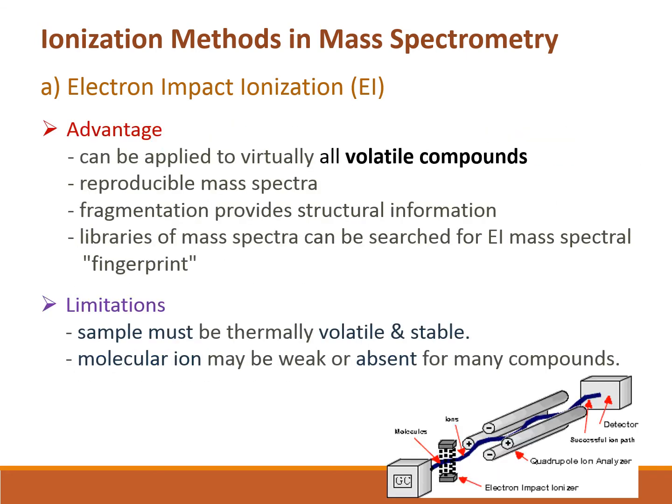The advantages of EI: it can be applied to virtually all volatile compounds, it gives reproducible mass spectra, and fragmentation provides structural information. A library of mass spectra can be searched for EI mass spectra, which are used as fingerprints. The limitation: the sample must be thermally volatile and stable. The molecular ion may be weak or absent for many compounds.